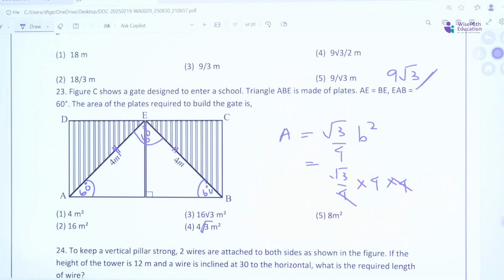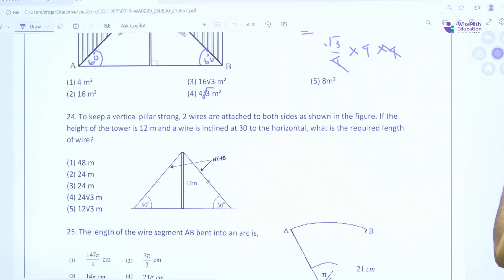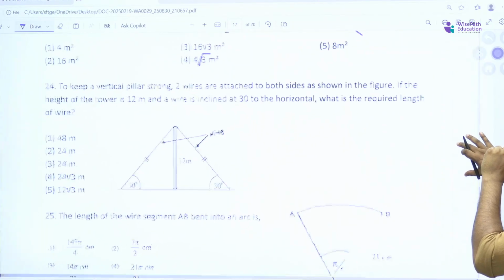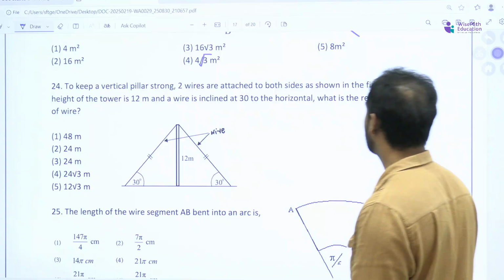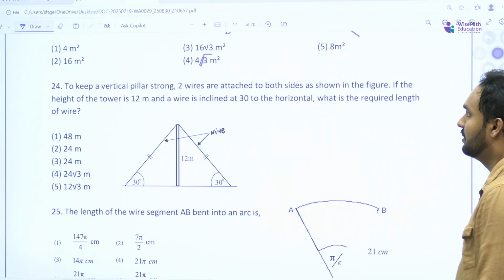Right. Come to question number 24. To keep a vertical pillar strong, two wires are attached to both of the sides as shown in the figure. If the height of the tower is 12 meters, and the wire is inclined at 30 degrees to the horizontal, what is the required length of the wire?